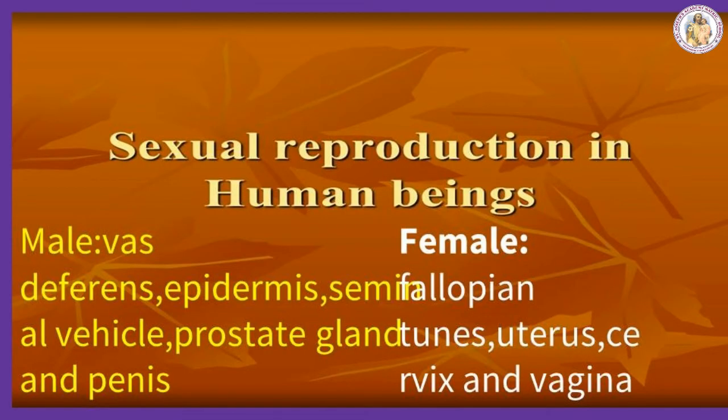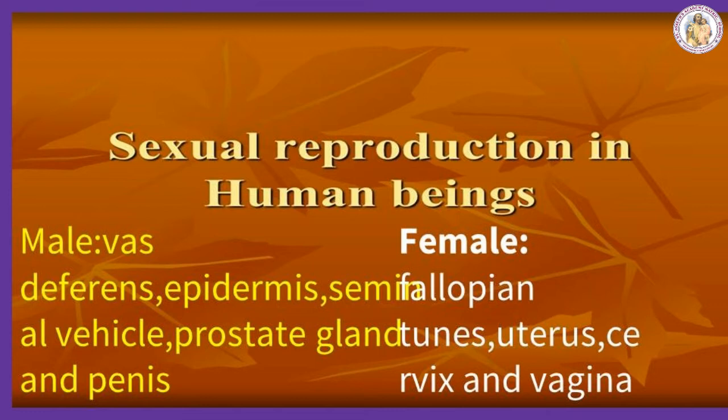Reproduction in plants. We went through the reproduction in plants. What are the types of reproduction that take place? Sexual, asexual and vegetative types and all. But in humans, only sexual reproduction takes place. The sexual reproduction in human beings.